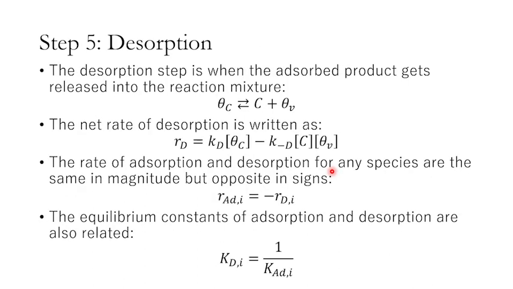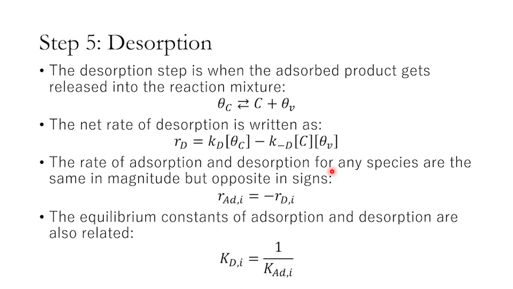But first, let us go to the fifth step, which is desorption. So at this point, you can imagine that your reactant A has traveled from the bulk solution mixture to the external surface of the catalyst, and it has diffused to the inner surface of the catalyst, and it has adsorbed to the inner surface area of the catalyst where it has already reacted. That summarizes the four previous steps.